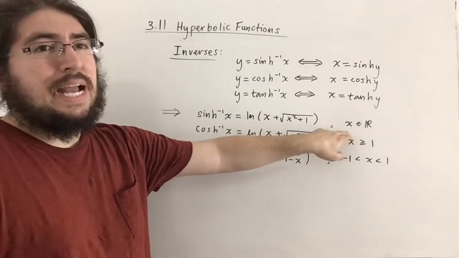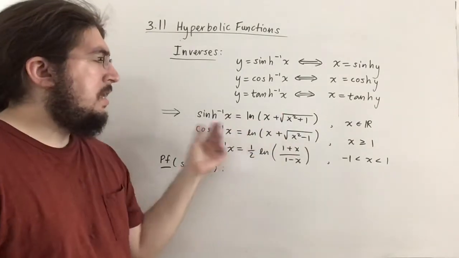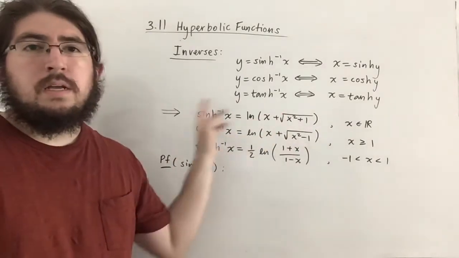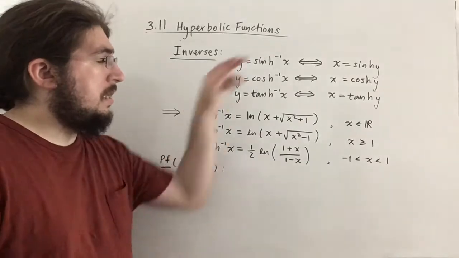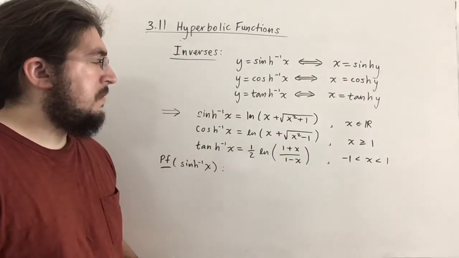Now these, by the way, are possible restrictions of x. Notice here this says x is a real number. That means negative infinity to infinity is the domain. So any x actually works. What this tells me actually is that sinh will be a one-to-one function.